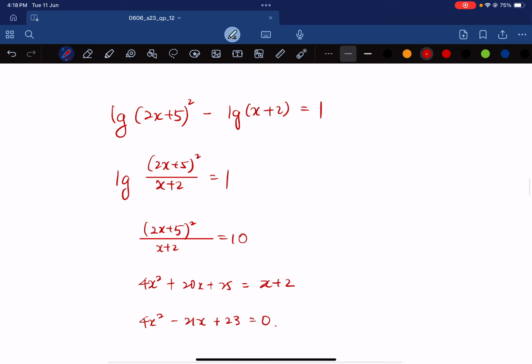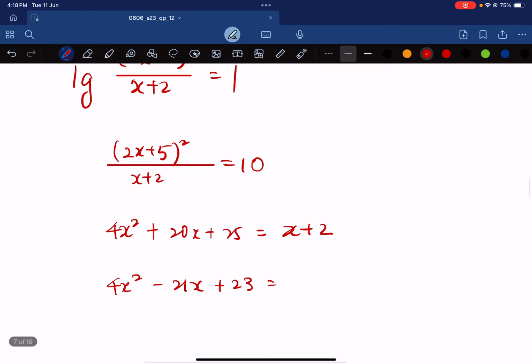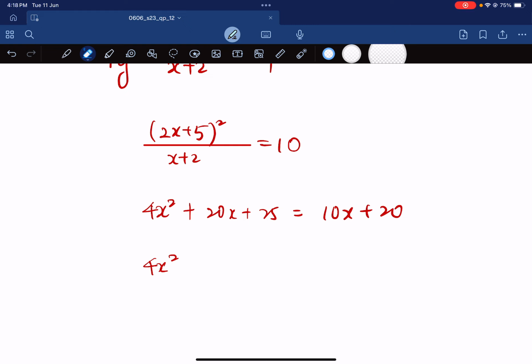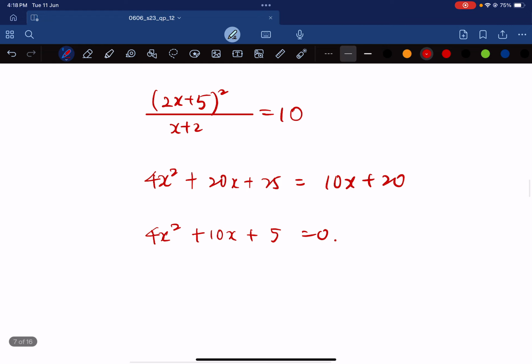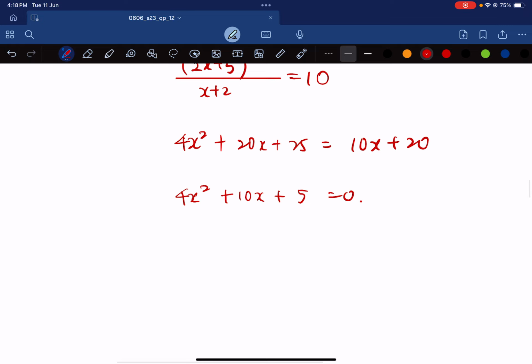Just now I mentioned 10 because it cannot be factorized. Sometimes it can be factorized. It is indeed cannot be factorized, or sometimes, most of the time, because of my own careless mistake, right? x plus 2 times 10 is 10x plus 20. So it would be plus 10x plus 5 equals 0. Seems like still cannot be factorized.